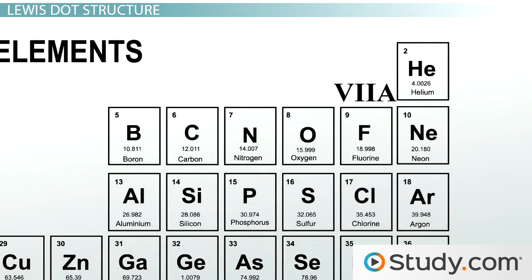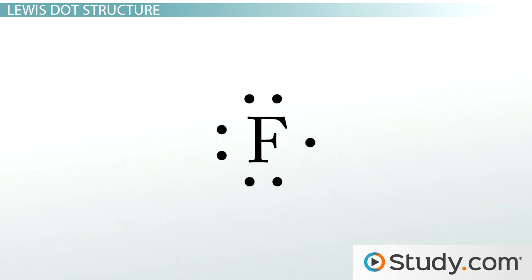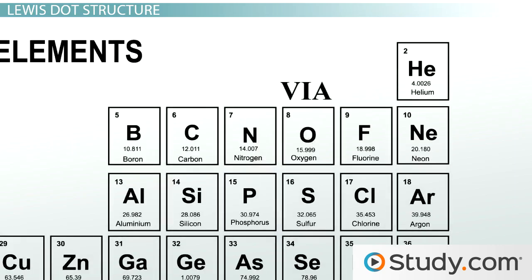For example, fluorine, F, is in group 7A. Therefore, it has 7 valence electrons. It is written with a capital F with 7 dots around it. How about oxygen in group 6A? What do you think it looks like as a Lewis structure?